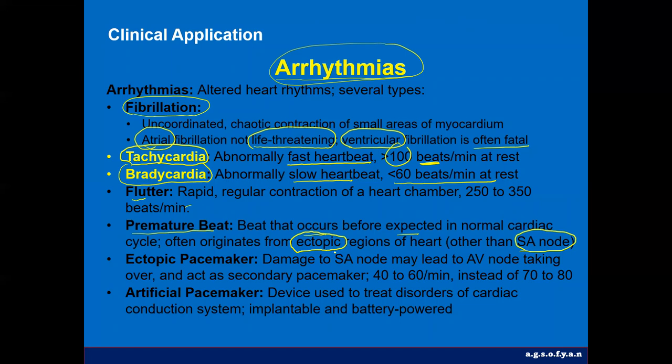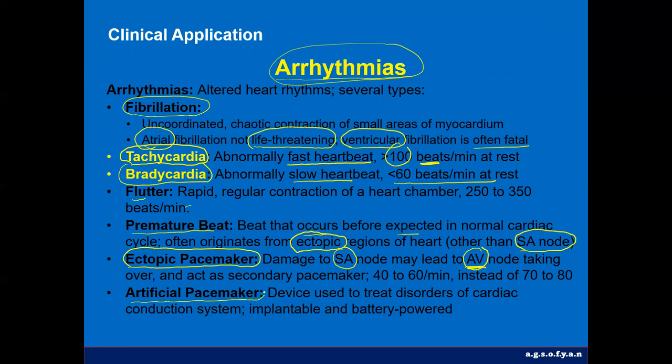This is ectopic region. Ectopic pacemaker, it is very similar with the top one. The pacemaker is actually coming from the AV node. Okay, usually AV node will also function as a pacemaker when the SA node is not functional. So for this type of abnormality, the AV node is actually the one that is acting as a pacemaker, and this is called the ectopic pacemaker.